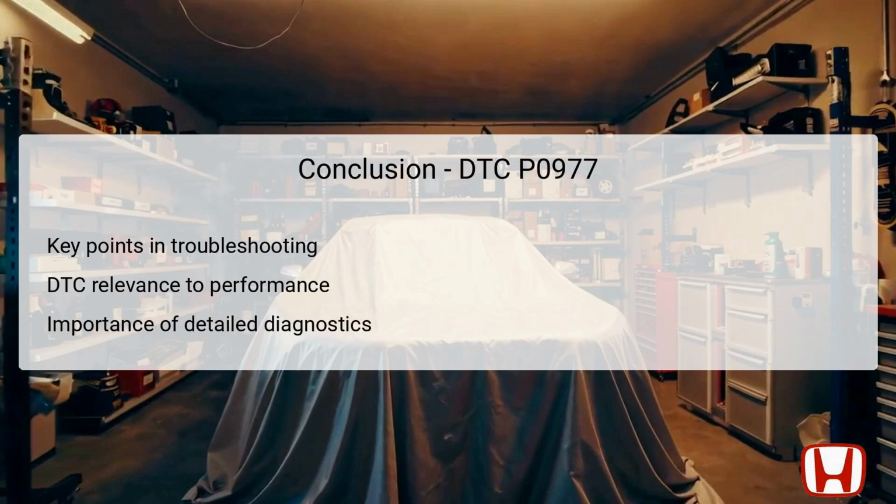To summarize, DTC P0977 represents an open circuit in the Shift Solenoid Valve B circuit, impacting your vehicle's automatic transmission performance. Through detailed troubleshooting steps involving the HDS, ignition checks, and resistance measurements, we've been able to point out potential issues affecting the solenoid's functionality.